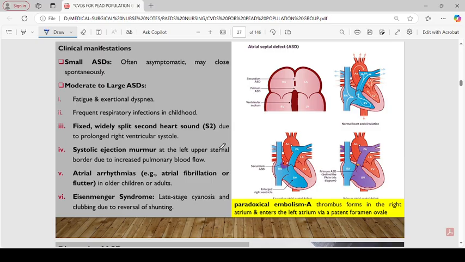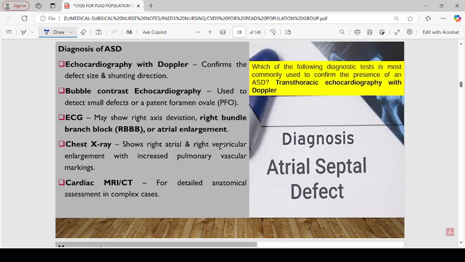The patient could also have cyanosis, where there is a reversal of the shunting. Instead of left to right, now we have right to left, and that normally causes cyanosis. We also have paradoxical embolism, where a thrombus forms in the right atrium and enters the left atrium via the patent foramen ovale.